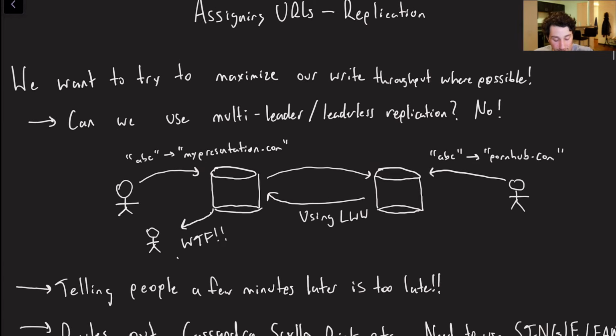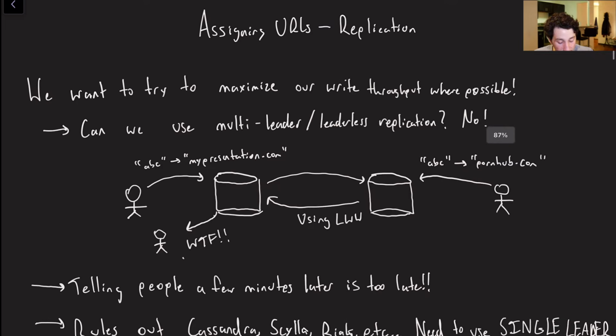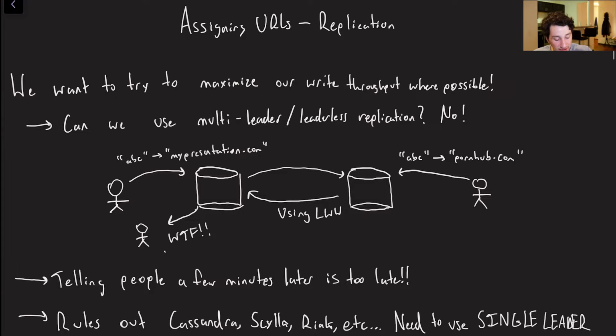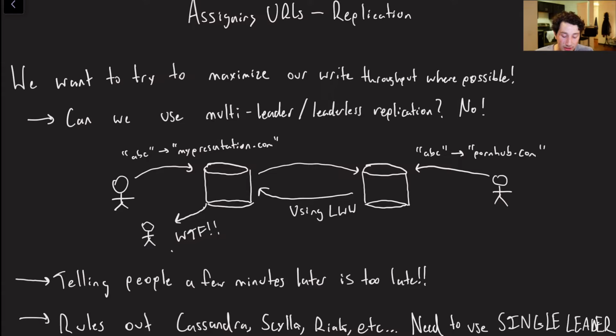Hopefully that makes sense. So now the first thing I wanted to talk about for this video is writing those URLs, actually assigning them, and then as a result, what type of replication that we need to use within our databases. So of course, even though we care more so about reads than writes, we are still doing a ton of writes. I mentioned there are going to be 1 trillion URLs. And as a result of that, we want to maximize that throughput.